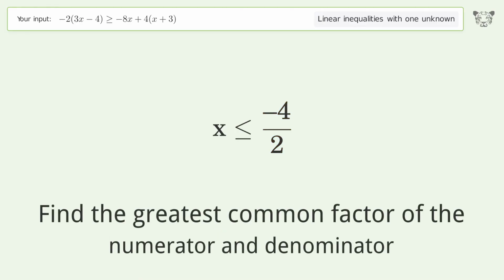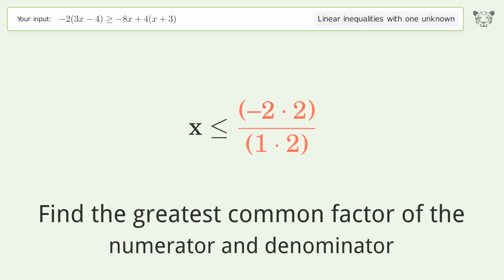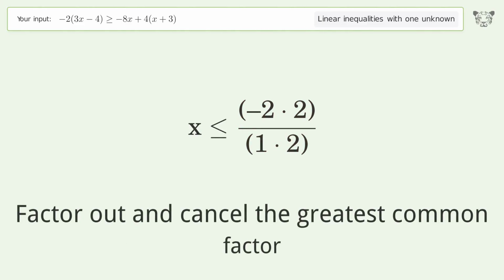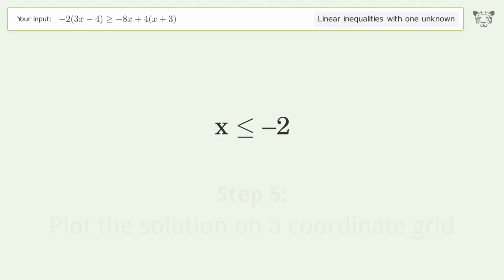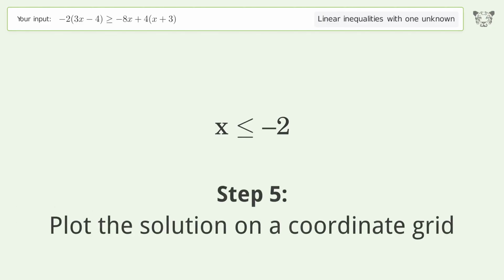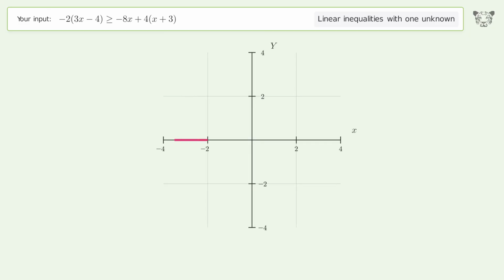Find the greatest common factor of the numerator and denominator. Factor out and cancel the greatest common factor. Plot the solution on a coordinate grid. And so the final result is x equal or smaller than -2.